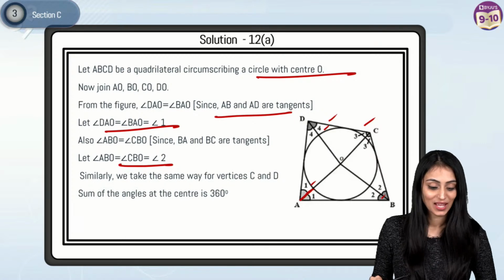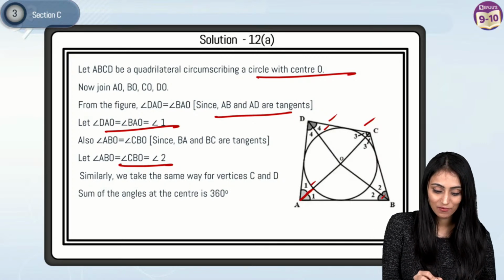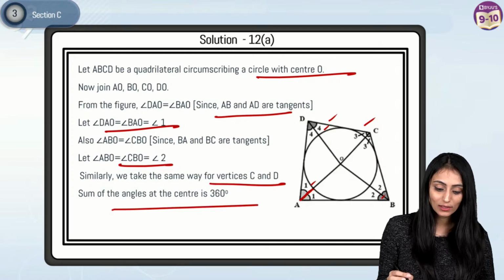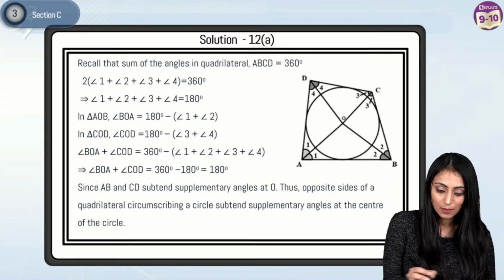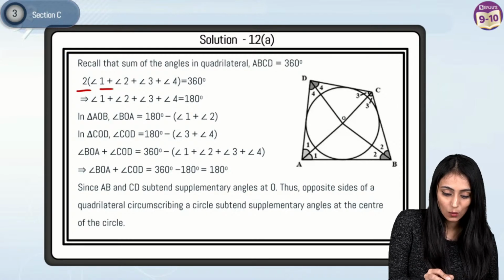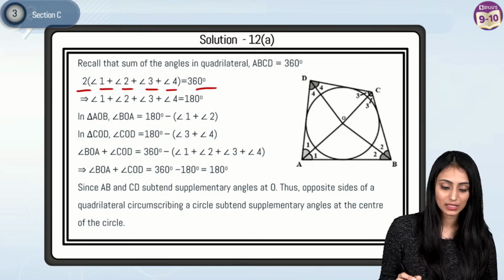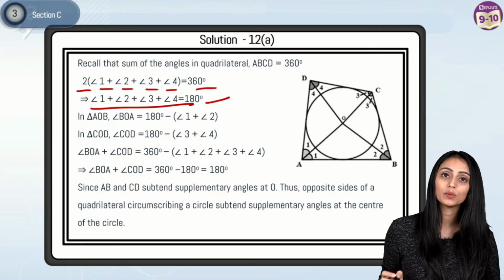Alright, so similarly we can take the same approach for vertices C and D as well. The sum of all the angles at the center would be 360 degrees. So simply we add up all the angles: twice of angle 1, angle 2, angle 3, angle 4 equal to 360 degrees. So the sum of all these angles would be 180 degrees.